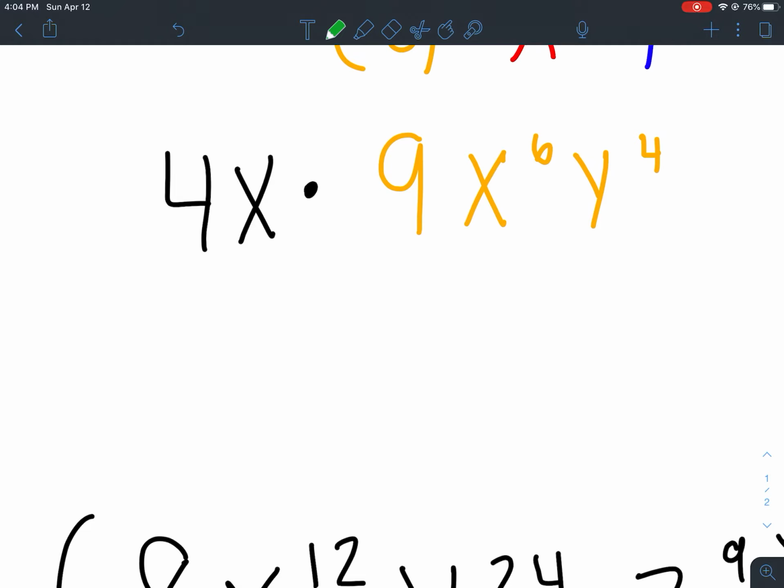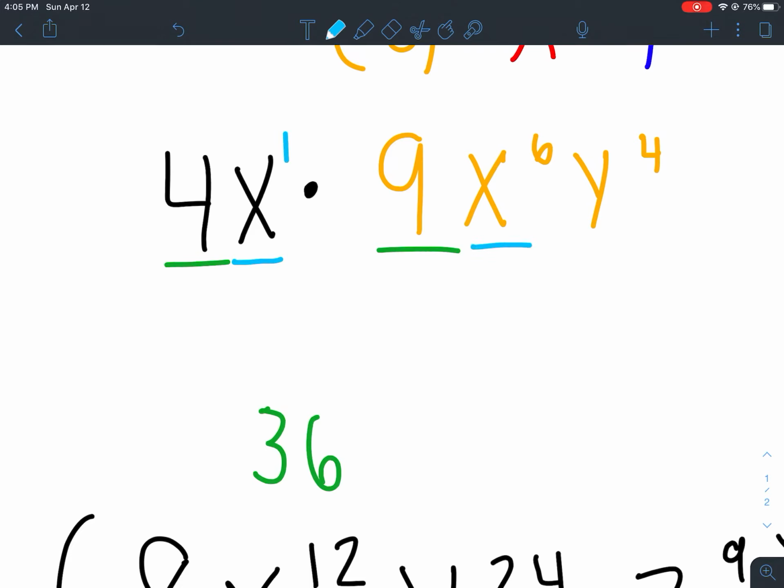Now, you want to combine like bases to each other. So 4 and 9 are like bases because they're just regular numbers. 4 times 9 is 36. I am multiplying because there is a multiplication sign. The next base I would like to combine is the x. I see two x bases.